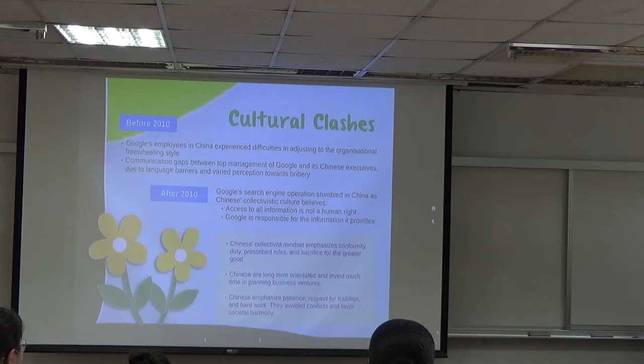And if you look at Chinese culture specifically, you know that Chinese culture has a collectivist mindset, group-oriented, which emphasizes conformity, duty, prescribed roles, and sacrifice for the greater good. And we all know that family is the center of Chinese culture, so family-style management can often be seen in the organizational structure or management style. So the leaders concern themselves with subordinates' happiness and take personal relationships very seriously.